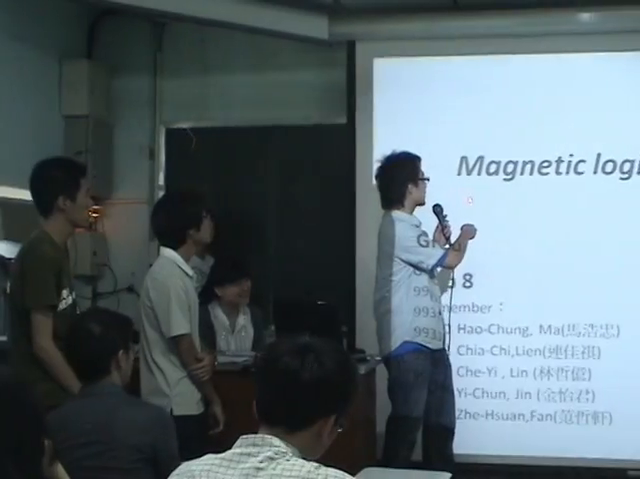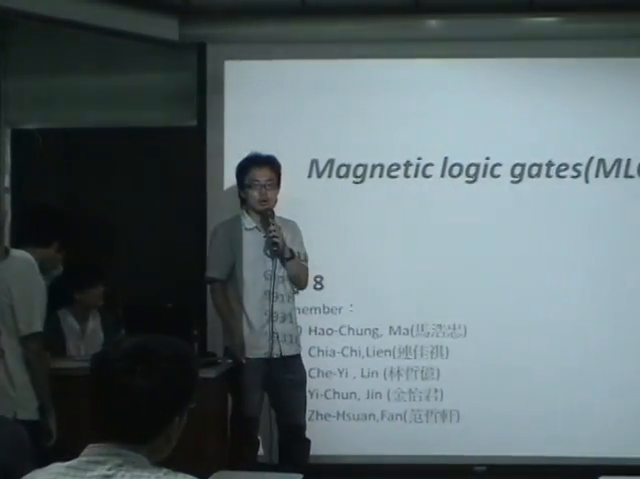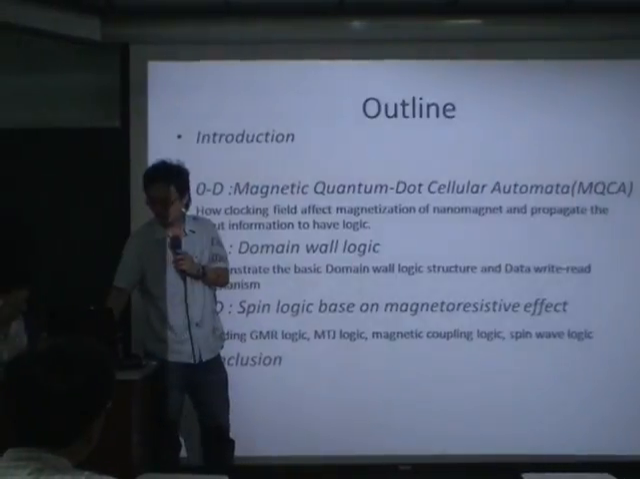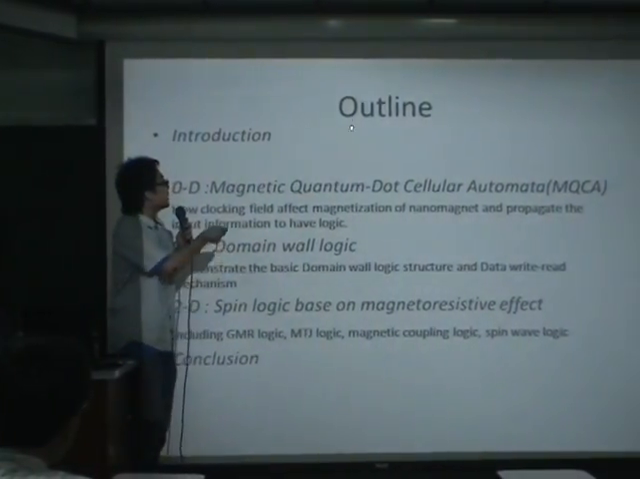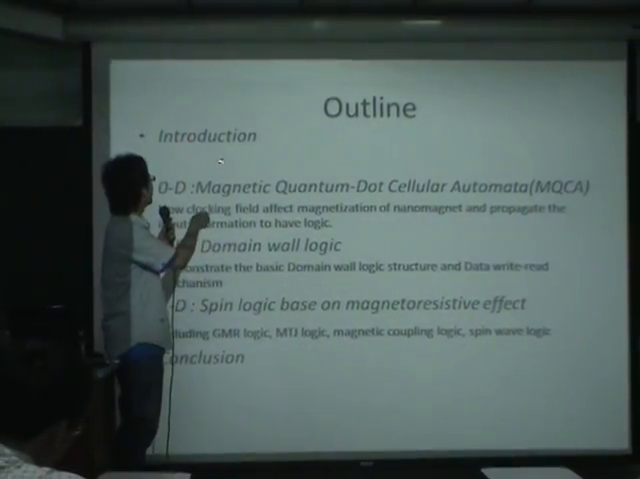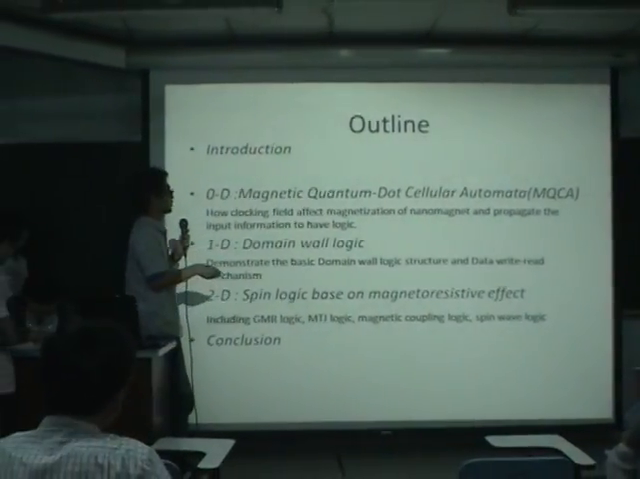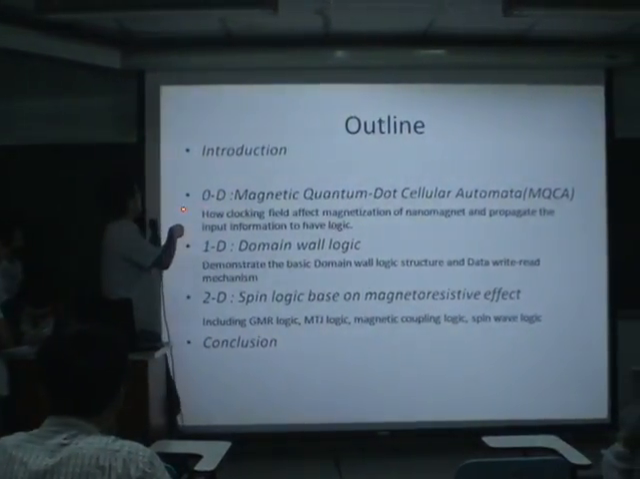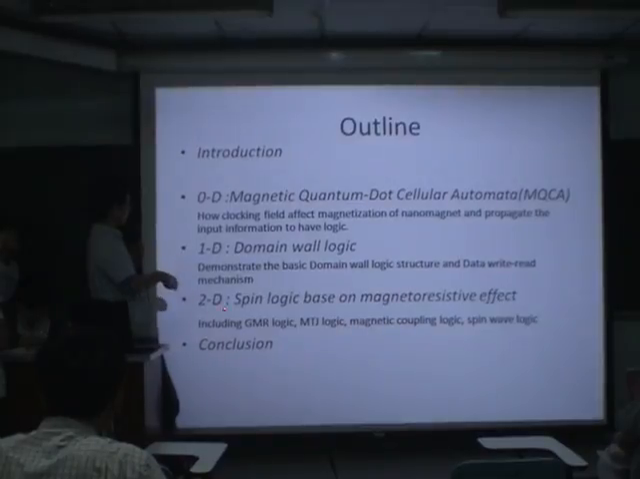Called reproducible magnetic logic gate. This is also called MLG. Here is our outline, including introduction, and we will introduce MLG built by nanoduct, nanowire, and thin films.